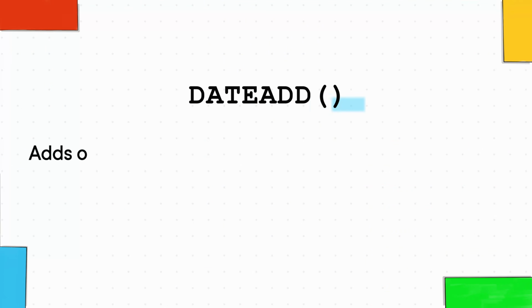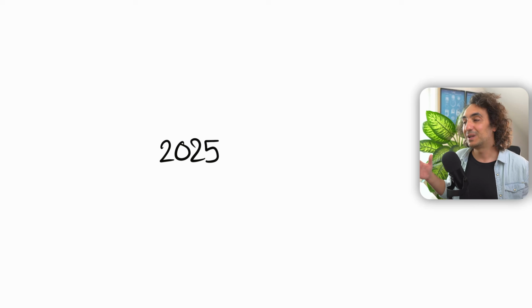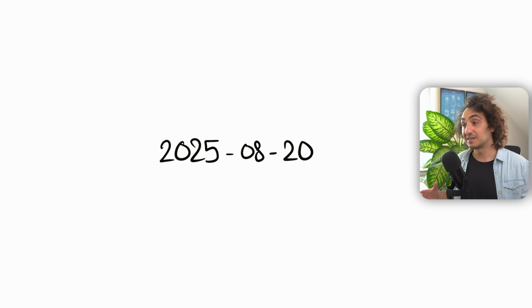Okay, so now we're gonna start with the first function, the DATEADD. So what is DATEADD? DATEADD can allow us to add or subtract a specific time interval to or from a date. So let's understand how the DATEADD works. So here again we have our date, August 20th, 2025.